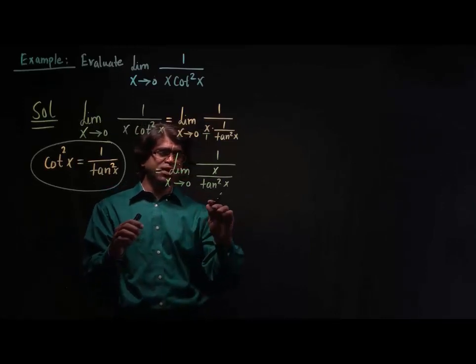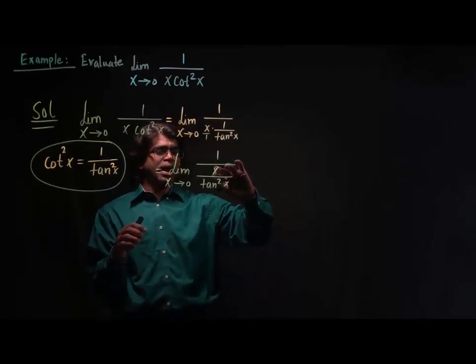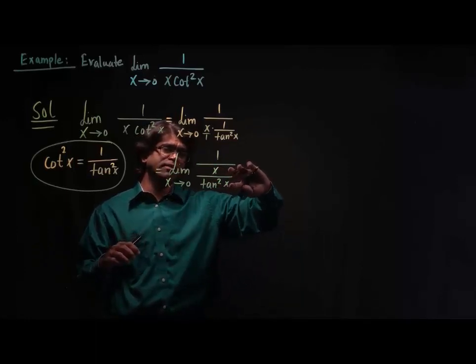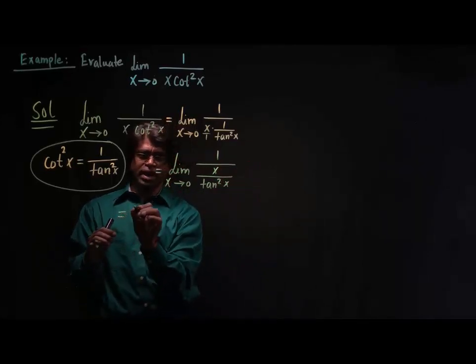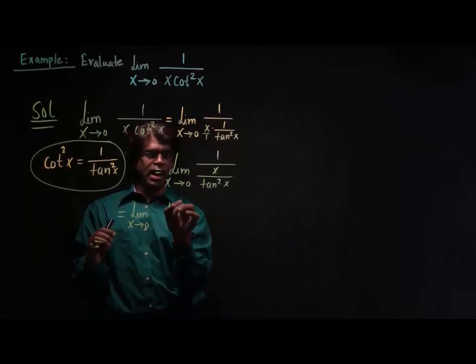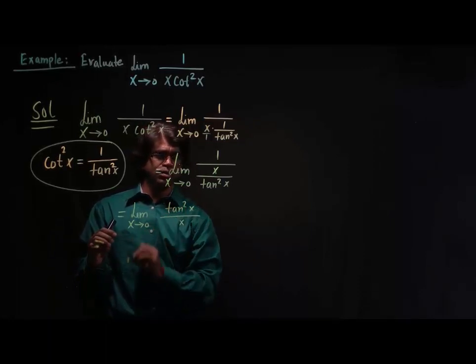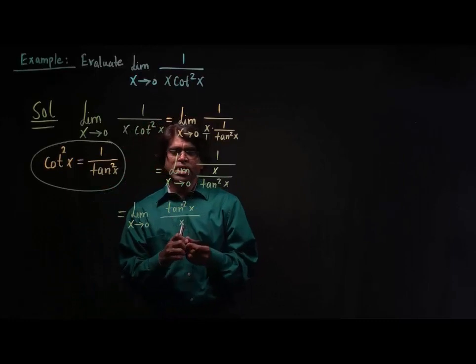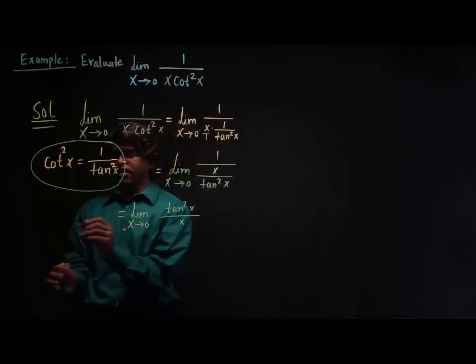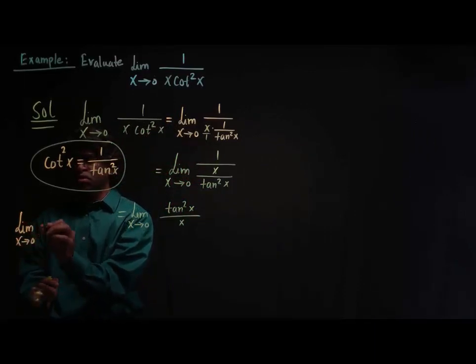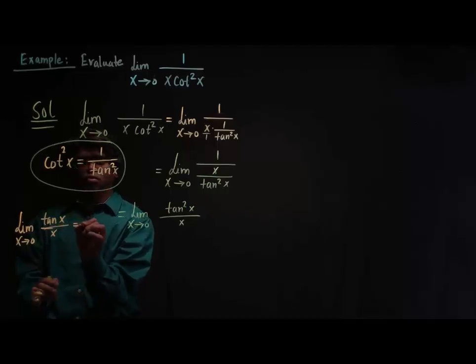Now let's simplify further. As you can see, I have x over tangent square at the denominator. If I simplify further, I can flip this one and write limit x tends to 0, tangent square x over x. Now we have a formula for the limit of the tangent function, and if you remember, the limit of tangent function is limit x tends to 0, tangent x over x is equal to 1.